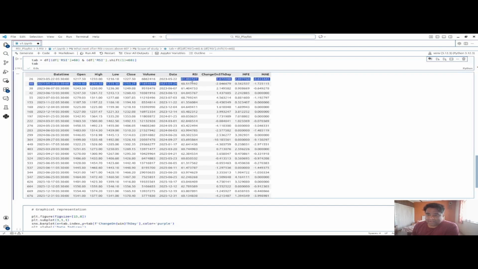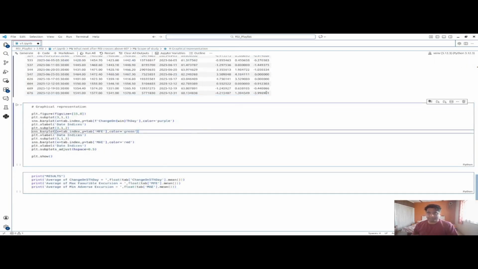See this RSI value. Can you see these RSI values? All RSIs are above 60. So it is not just the level where the RSI is at 60. No, these are such days where today's RSI is above 60, but the day before RSI was below 60. So these are the crossover days of RSI 60. So we have got the results.